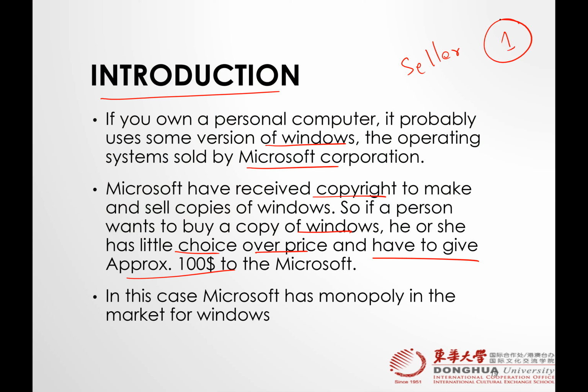So when the seller is only one and there are many buyers, do you think buyers can influence the seller? I can say, look, we don't want to buy, we can go to the next shop. There is no next shop, right? So in this case, Microsoft has a monopoly. Monopoly comes from the first word mono. Mono means one. So monopoly means the market in which we have only one seller. So in this case, Microsoft has a monopoly in the market for Windows.